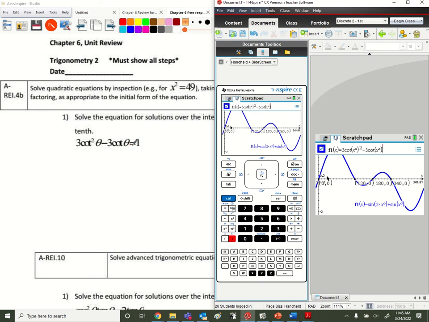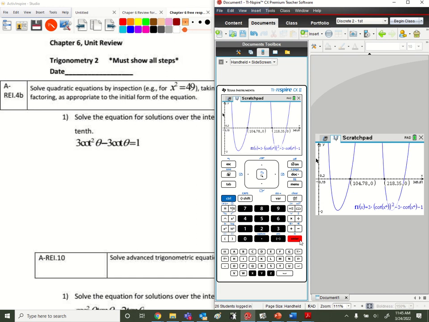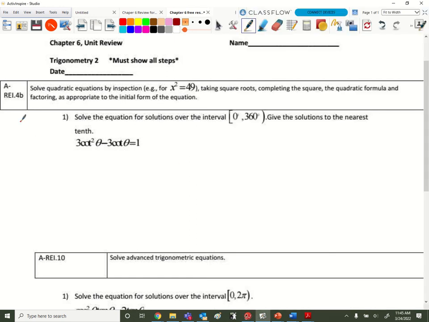So since this is a positive one, I need to subtract 1 from both sides to make this equal to 0. So this is going to become a minus 1. Okay, enter. And we have some answers. So to show my work on these, I got 3 cotangent x degrees closed squared minus 3 cotangent x degrees equals 1, so minus 1 to both sides. So this is how you're showing your work.